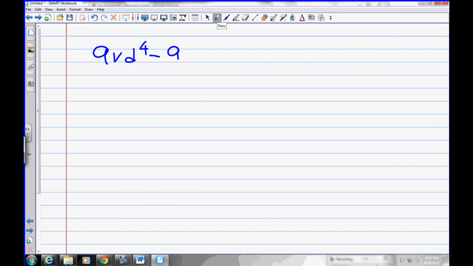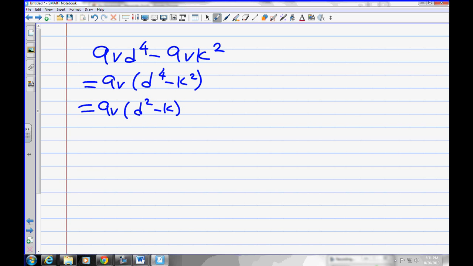So the first rule, look for what's in common, which is 9 and the v. So I can take 9v out, leaves me with d to the fourth minus k squared. Is that okay? Now we notice how those two powers are even, so it's kind of like that formula that we saw earlier, difference of squares. So using the difference of squares formula, it will break down into this. So basically you divide each exponent by 2, 4 becomes 2, 2 becomes 1, and then you alternate the sign. So that's it, you cannot go any further.